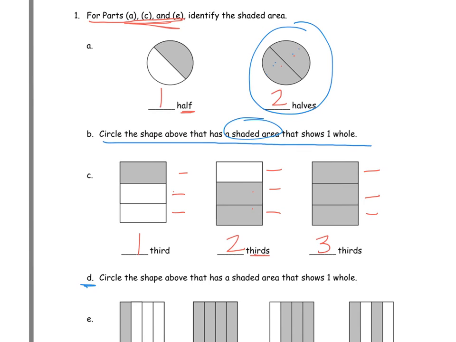D is very similar. Circle the shape above that has a shaded area that shows one whole. Meaning the whole shape is shaded. Now, this whole shape is shaded, but that's not the whole thing. That's 1/3. So I need the whole shape to be shaded in. And that's not shaded. This one is open here on the top. It's not shaded, but this one, the whole thing is shaded in. So that's why I'll be circling that one.